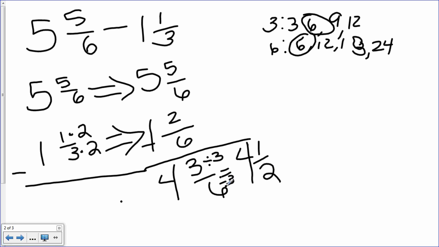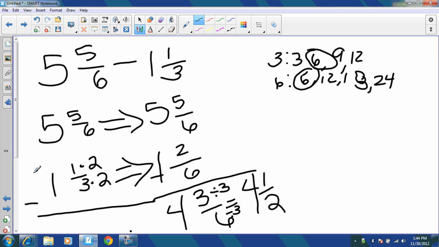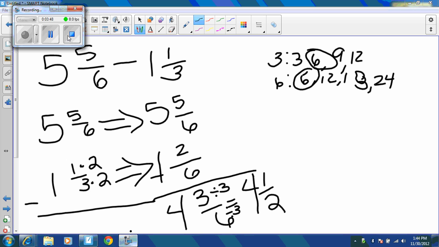That's how you subtract fractions using common factors, or excuse me, these common denominators.